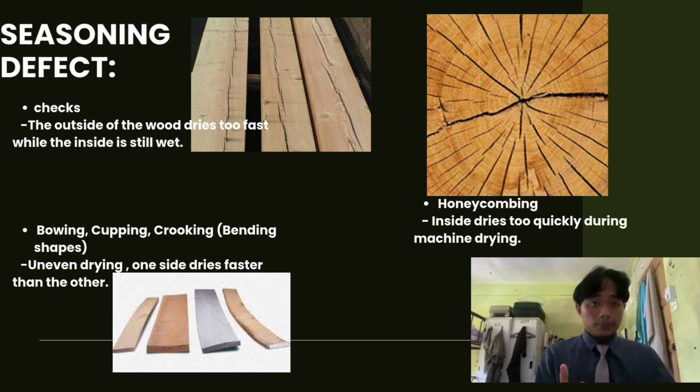And then we have honeycombing. It is caused when the inside dries too quickly during machine drying. This can make cracks inside the wood that may not be seen, but can cause it to break later on.